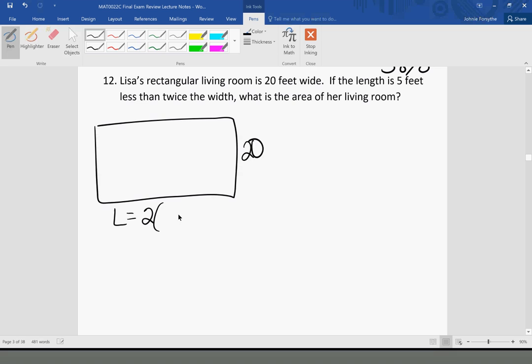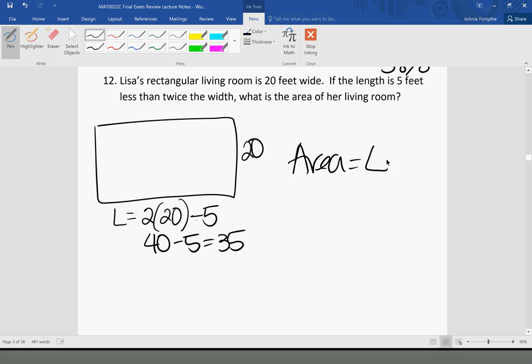So 2 times the width, which is 20, 5 feet less than that. So we're going to subtract 5 from that. So that means the length will be 2 times 20 is 40, minus 5, which is 35. What is the area of the living room? Remember, area of a rectangle is length times width. So for this, that'll be 35 times 20.